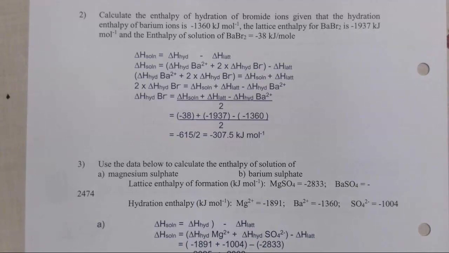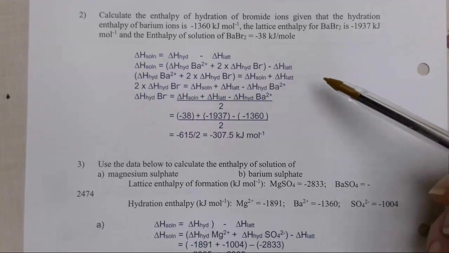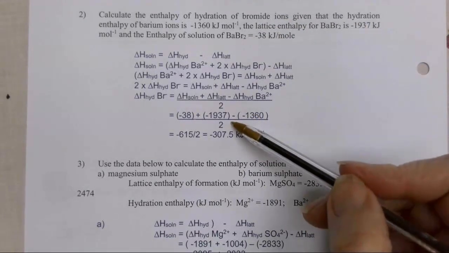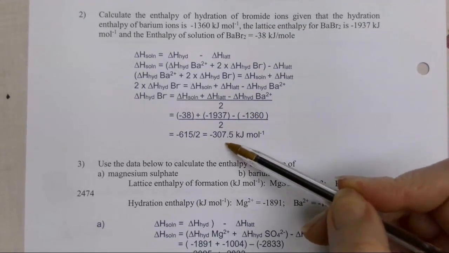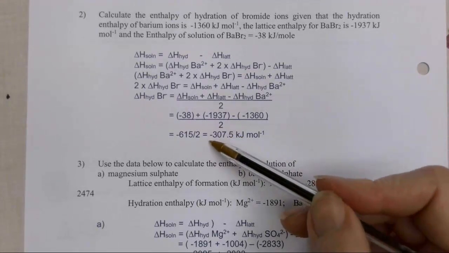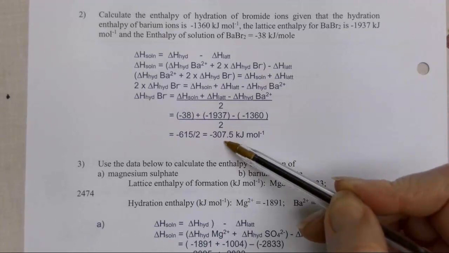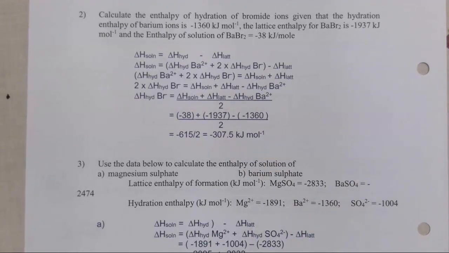Next one, we're asked to calculate the enthalpy of hydration of the bromide ions given the other data. You just need to be a little bit careful on this one because obviously there are 2 bromide ions. So we're going to divide our final answer by 2 here, and you should get this answer here, minus 307.5. One thing to remember with hydration and with lattice is they are always exothermic. So if you work this number out and it comes out as positive, you're wrong. You need to go back and check again. You've possibly got a sign in the wrong place. So just go back and check that.